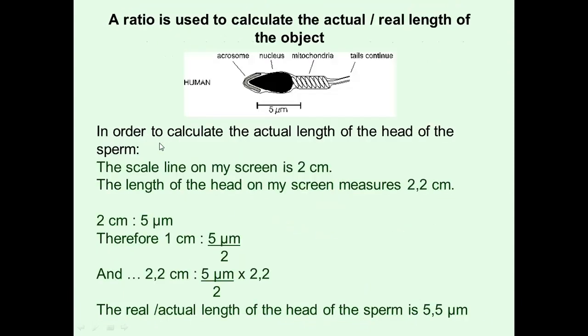So in order to calculate the actual length of the head of the sperm, you do this. You write, but you don't write on my screen because it's on my screen, it's not going to be on your screen. Scale line is 2 centimeters. The length of the head on my screen measures, so I took a ruler and I measured from that point to that point, and it was 2.2 centimeters.